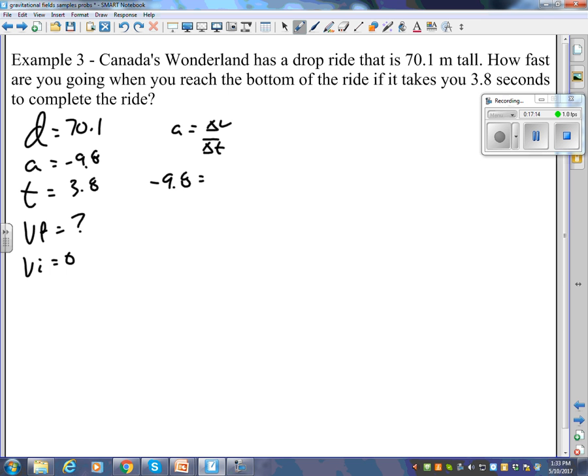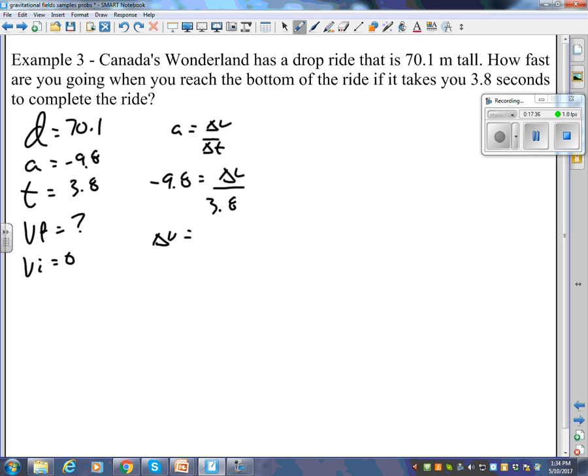Stay with us here, McCready. Oh, I'm with you. All the way. Minus 9.8 is our acceleration. We're going to solve for delta V. The time is 3.8. Am I ever going to need that D value? Yeah.